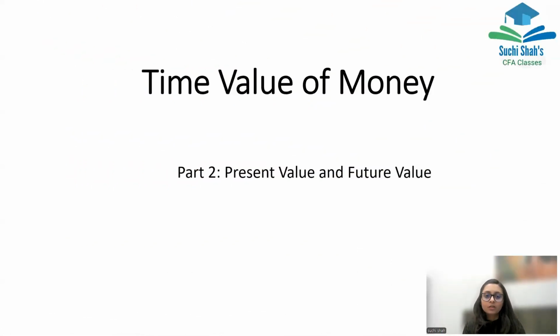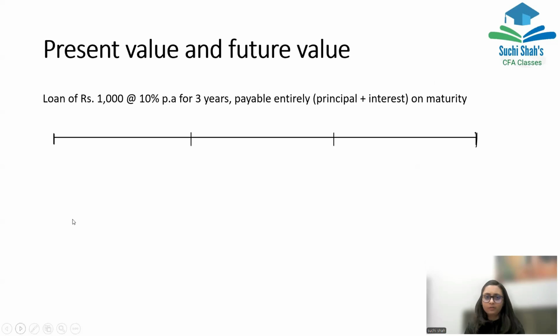Hello students. So in the previous lecture we saw how to compute required rate of return. Now let us see the present value and future value concept. Let us continue with the previous example where you were giving me a loan of rupees 1,000 at 10% per annum, but instead of 1 year, now let's see a 3 year example. Payable entirely, that is the principal and interest of the 3 years on maturity.